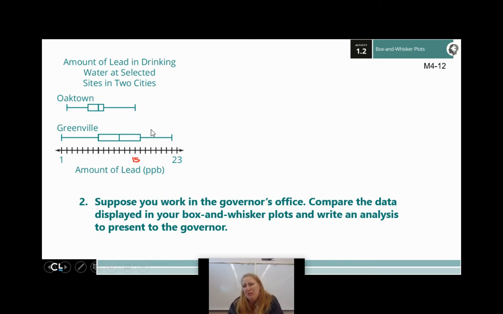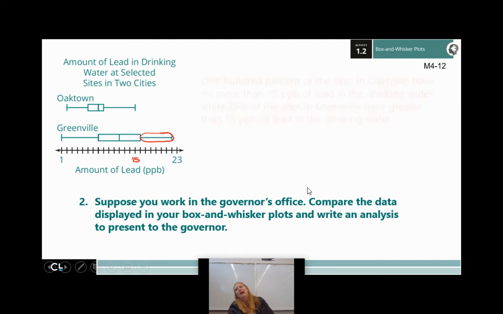But I'm looking at Greenville, and I can see this entire chunk of Greenville. Remember, each chunk was 25%? I can see right away that more than 25% of the sites are over the 15 parts per billion. I didn't even have to work out the math, right? I could just look and I'm like, holy crud, that entire chunk, every chunk is 25%. That entire chunk is way over.